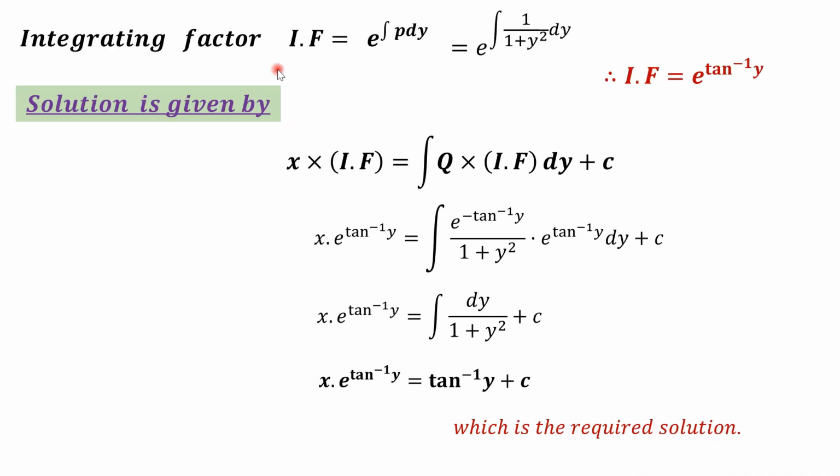Now let us take an integrating factor. I.F. is equal to e to the power integral of p dy. Substitute the value from the previous slide, that is 1 upon 1 plus y square. On integration of 1 upon 1 plus y square with respect to dy, we get e to the power tan inverse y.